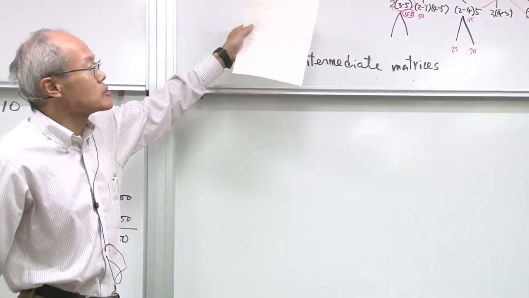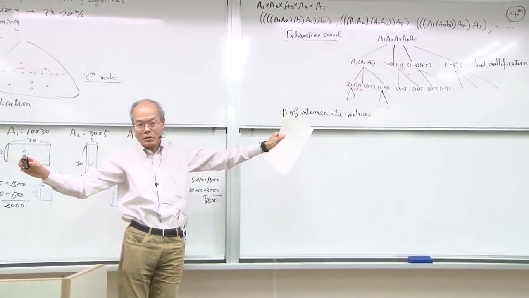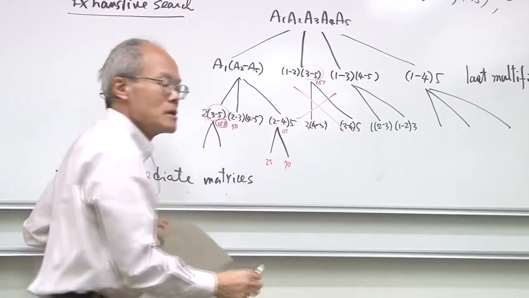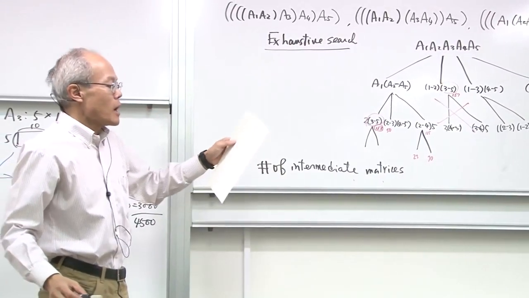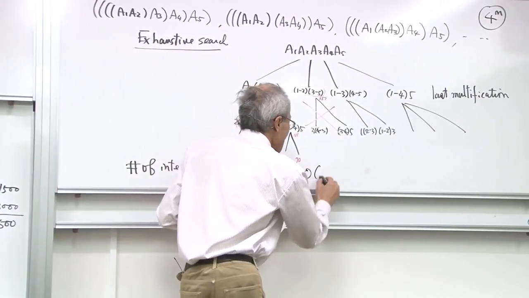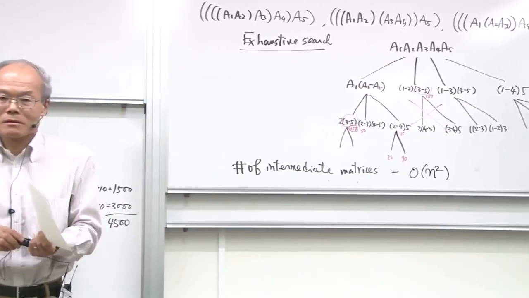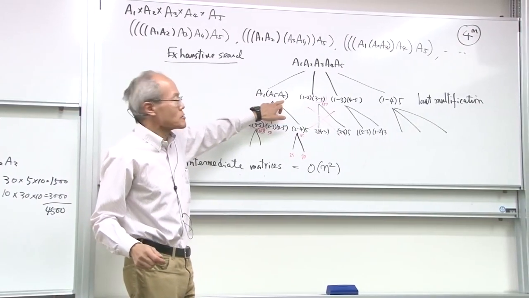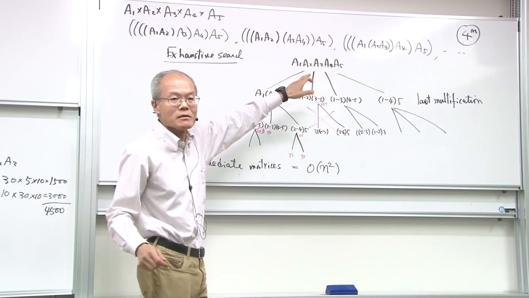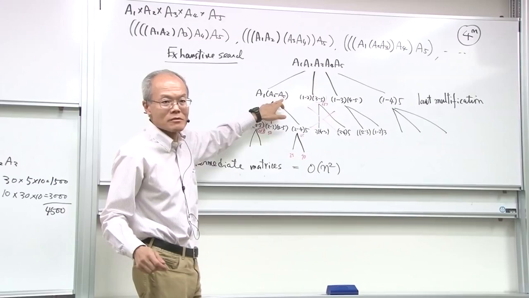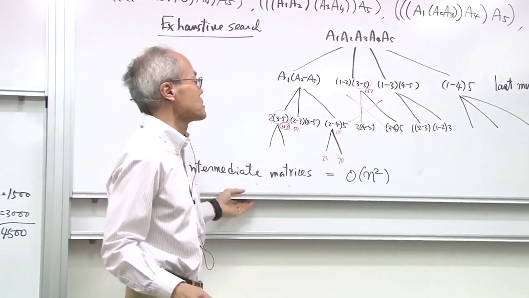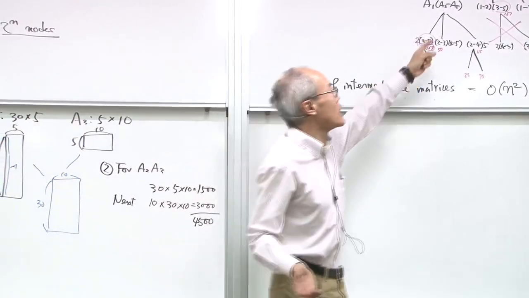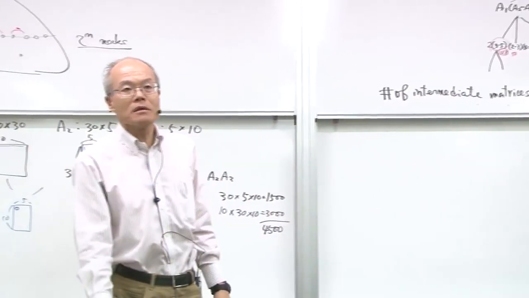Okay, so this tree could be huge, but the number of intermediate matrices like this and like this and like this is only n squared. Just n squared, because the intermediate matrices means something like this, A2 to A5. So the selection of the first matrix is something like n, and the selection of the last matrix is also n. So n by n possibilities, only n times n possibilities. It's a small number. The size of the search tree is huge, but the number of different partial products appearing is very small, just n squared.